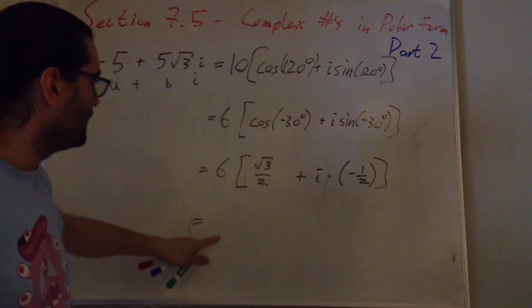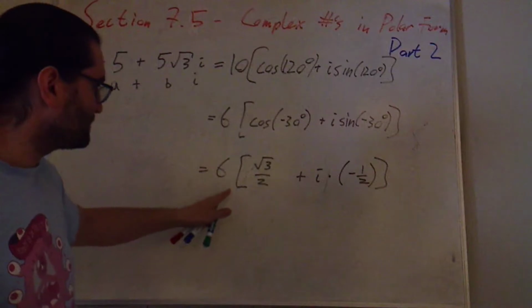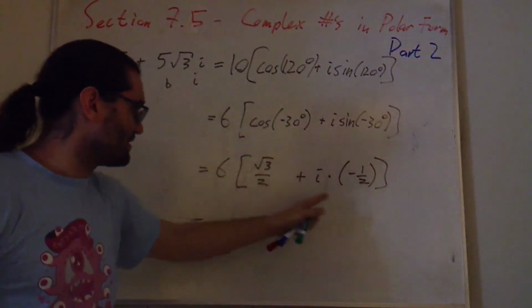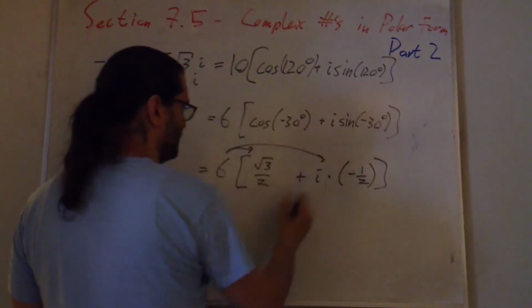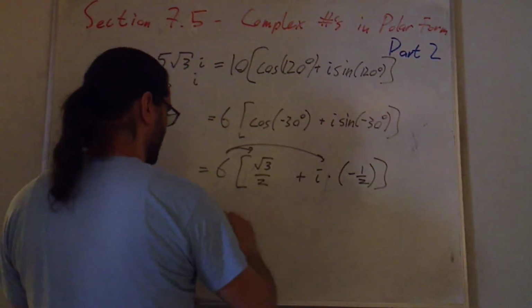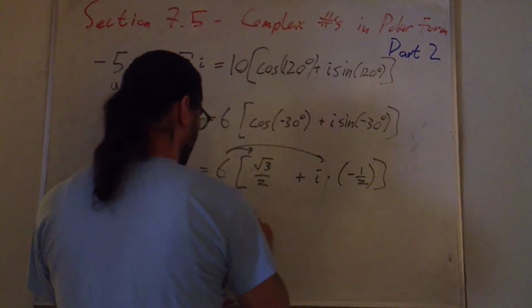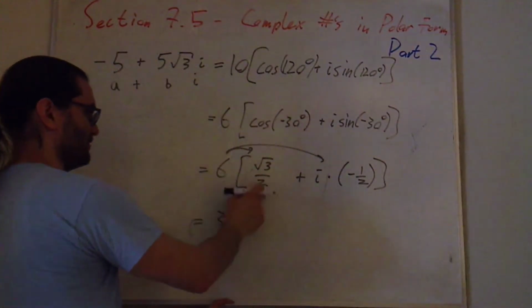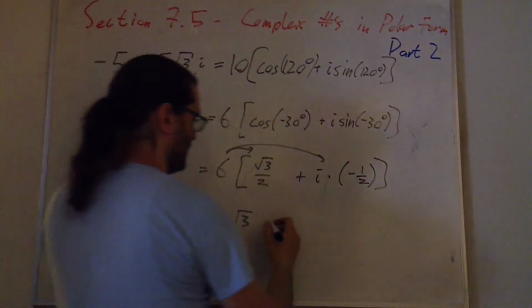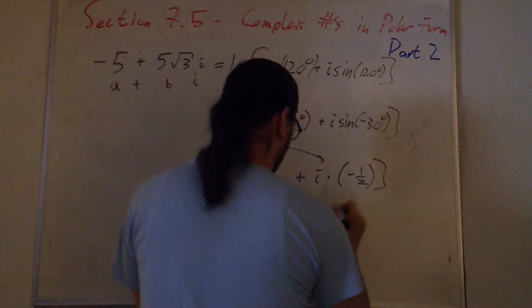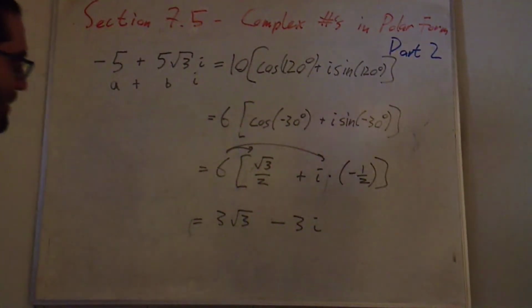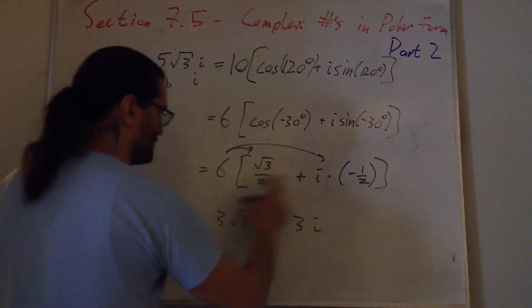Trust me. And then once you've simplified your cosine and your sine, all you have to do is distribute this thing in here, and you should be left with 3 root 3 on the front end after 2 cancels from these guys, and a negative 3i on the back end after a 2 cancels from these guys.